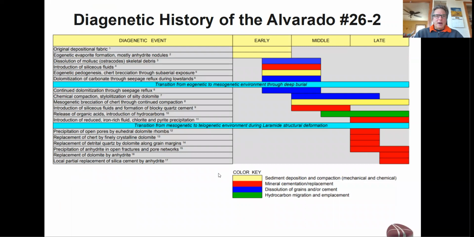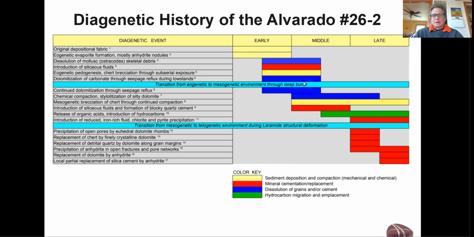Here's a paragenetic overview that I put together after looking at the Alvarado Core and a number of different thin sections and trying to document the various stages of diagenesis and the various events that took place during that diagenesis. And so this chart, which is fairly standard, is color coded. So the yellow bars here represent events that have to do with deposition happening early in the history of these rocks.